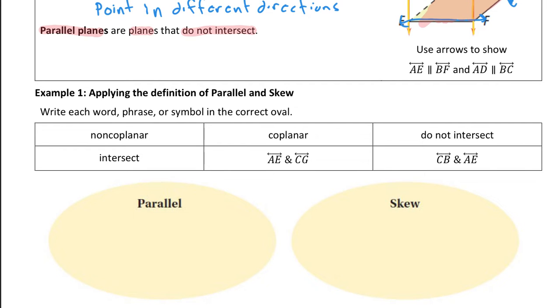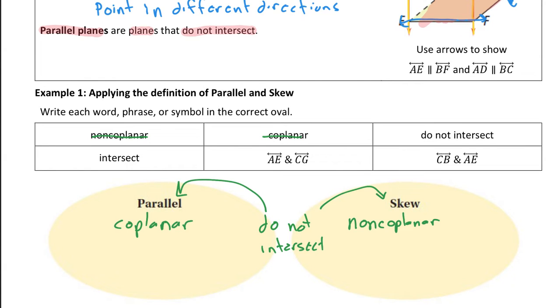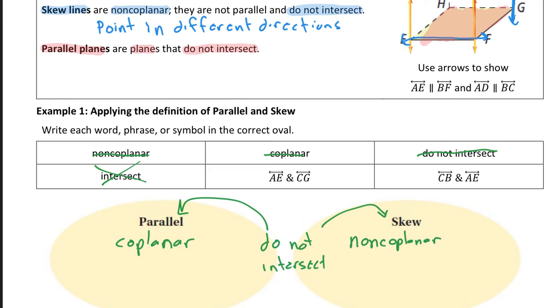But non-coplanar describes skew lines. Coplanar represents parallel lines. Both of these do not intersect. So this describes both parallel and skew lines. The term intersect does not describe either of those. From the diagram up top, that's where these lines are being compared.